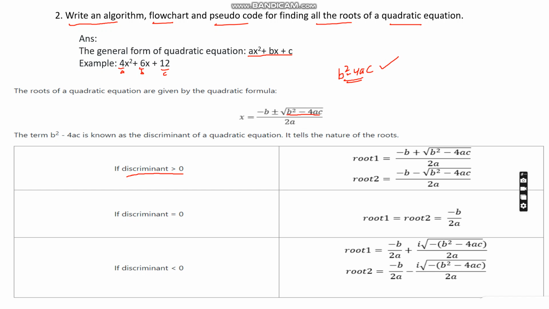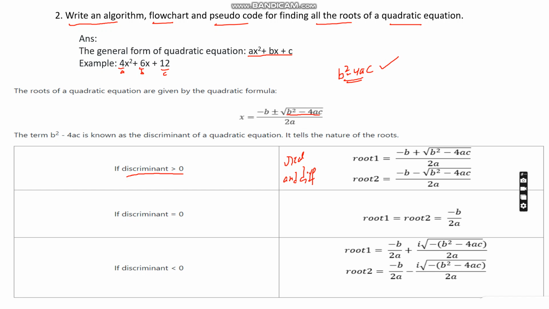Whenever the b square minus 4ac value is greater than 0, at that time we are saying that the roots are real and different. Means root 1 and root 2 are different values. This is the first root and this is the second root. Root 1 is minus b plus square root of b square minus 4ac by 2a. The second root is minus b minus root of b square minus 4ac by 2a.